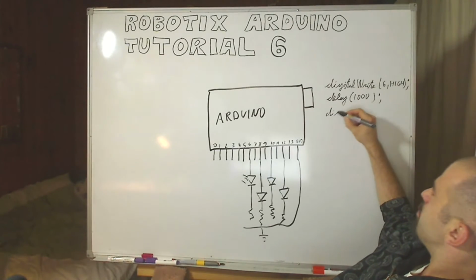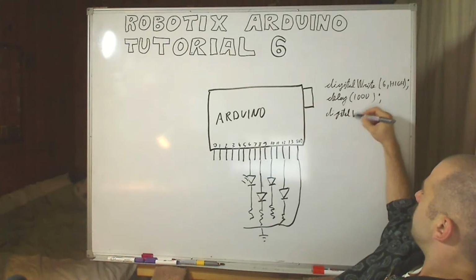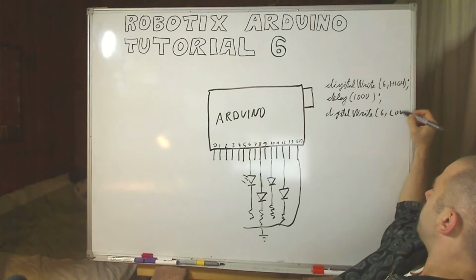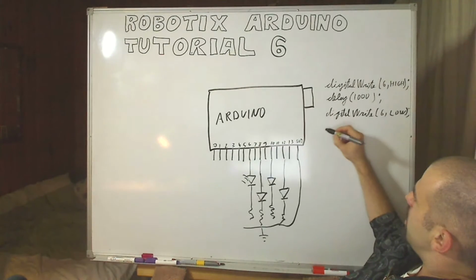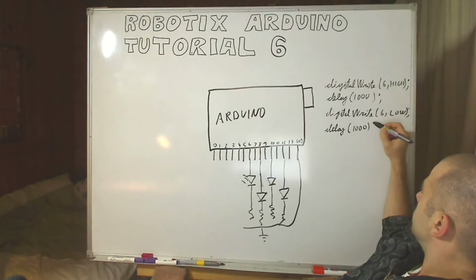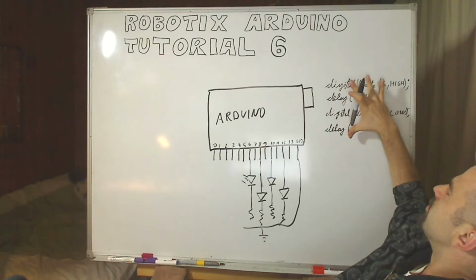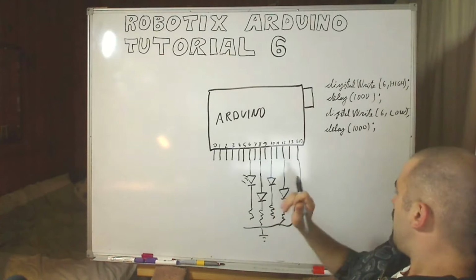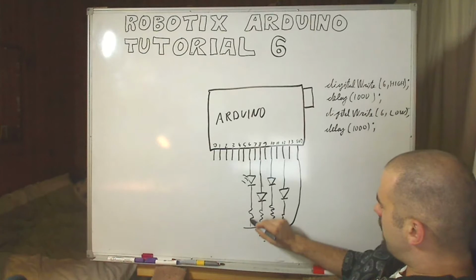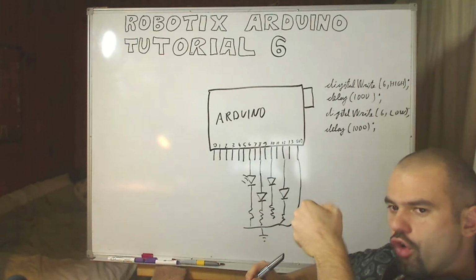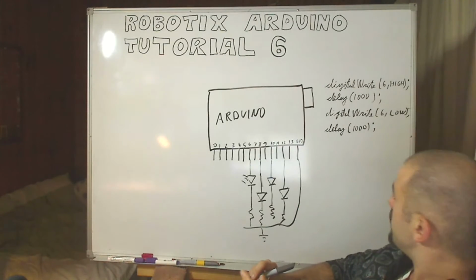do the same thing as before. digitalWrite 6, comma, LOW. Semicolon, and then delay again, maybe 1,000. So if you were to put these 4 lines of code into the loop section of the program, what you would get is an LED, this one coming on, off, on, off, on, off, on, off every second.